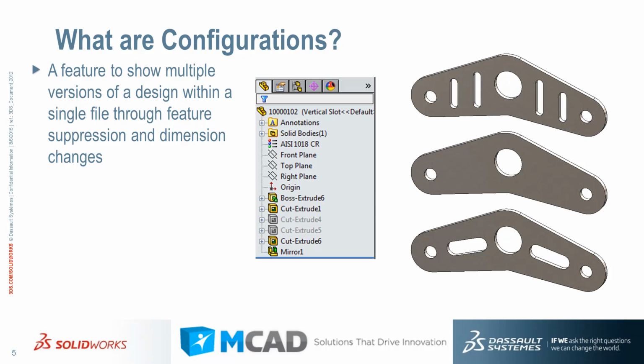So what we can see here is the tree screenshot for the top configuration with the vertical slots. Notice cut extrude 4 and 5 are grayed out. That means they're suppressed. SolidWorks is not calculating them. If we switch to the next screenshot of the tree, this is the middle version with no slots at all. Notice most of the tree is suppressed, only unsuppressed and being evaluated are boss extrude 6 and cut extrude 1. And finally, we unsuppress cut extrude 5, which gives us the angled slots. So the bulk of the geometry is the same. We're just turning features on and off to give us the vertical slots, no slots, or angled slots, for example.